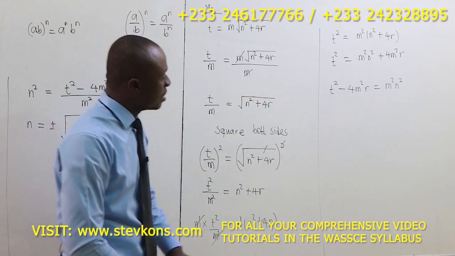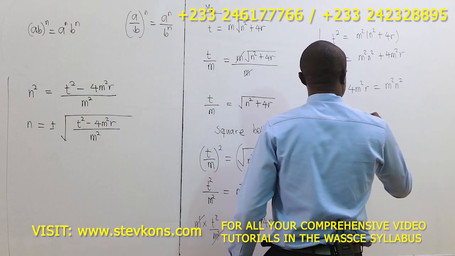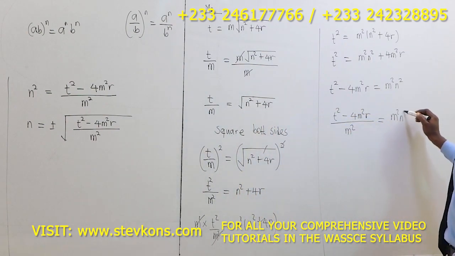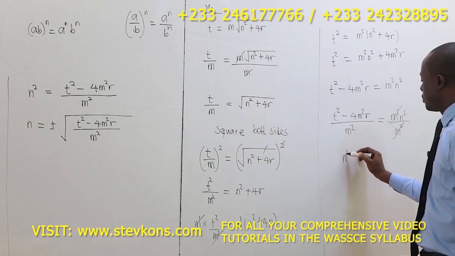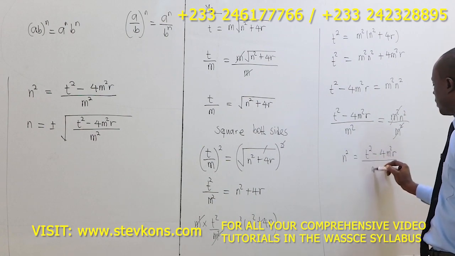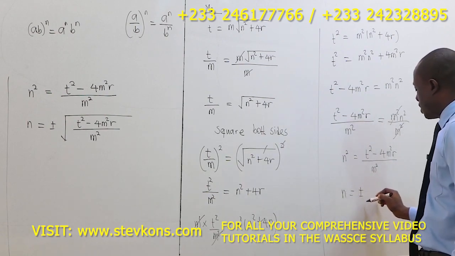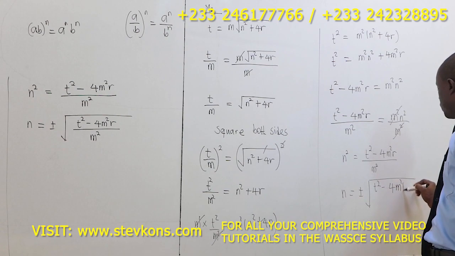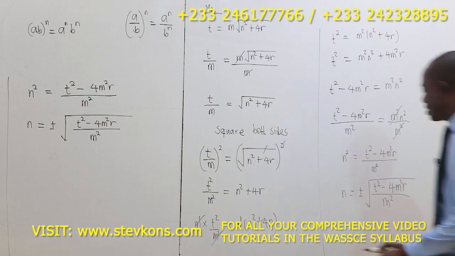We want to make n the subject, so we divide both sides by m squared. So we have t squared minus 4m squared r all over m squared equal to m squared n squared all over m squared. Now this is cancelling out that. So you have n squared to be equal to t squared minus 4m squared r all over m squared. Now square becomes square root. So n equal to plus or minus square root of t squared minus 4m squared r all over m squared. So that is it.